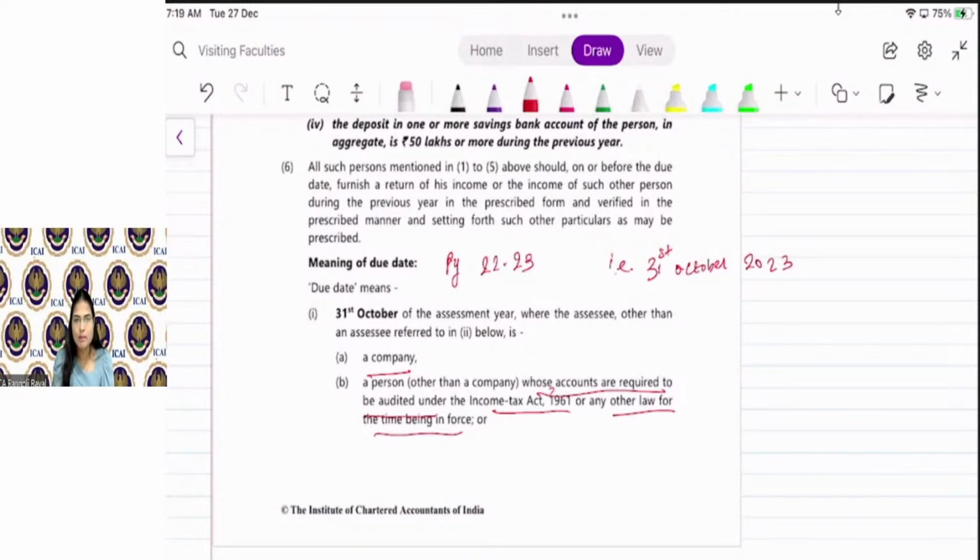Okay, so companies and those whose accounts are required to be audited are required to file return of income before 31st October. Yes, this is a tax audit. Say, for example, I am an individual. My books of account are required to be audited under the Income Tax Act. Then the due date for filing return of income in my case is 31st October. Clear, everyone?